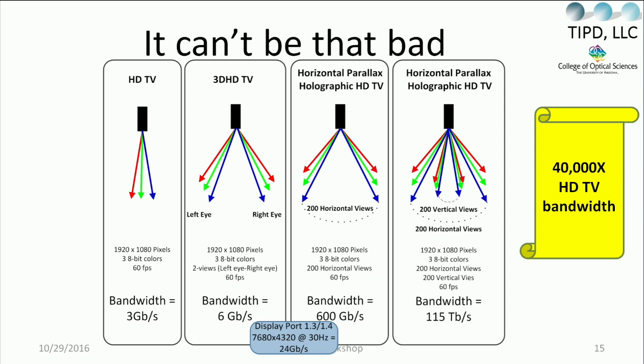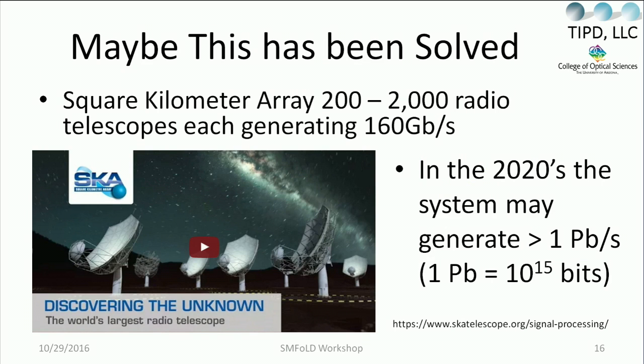Okay, being a university professor, somebody solved this problem, right? So look in the back of the book, find out the answer, and then go from there. Maybe it's been solved. There's the Square Kilometre Array, where they're stringing together 200 to 2,000 radio telescopes. Each of those is generating data at about 160 gigabits a second. That's designed to run pretty continuously. They're scaling that up, so they're thinking by the 2020s they might be able to generate a petabit a second. So somebody's working on this problem.